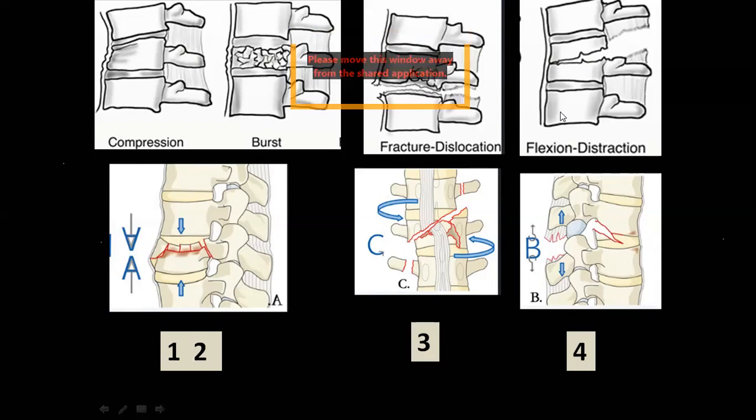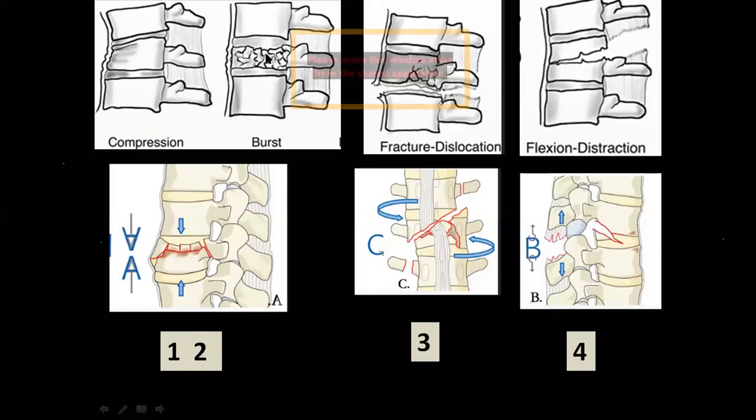Here, there are four morphological patterns seen. One is compression. There is only anterior column involvement. That is called compression fracture. You give 1 point to compression fracture. Two is burst fracture, where the anterior vertebral body is fractured and the posterior vertebral body is also fractured. The posterior vertebral body height is also reduced. This is called burst fracture. When you see a burst fracture, you give 2 points. Compression fracture 1, burst fracture 2.